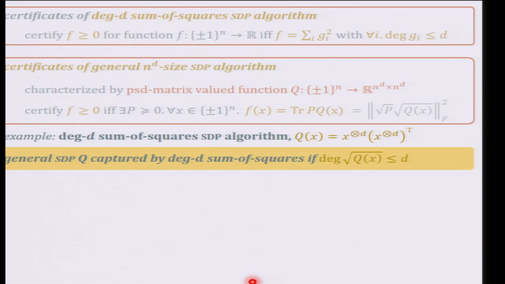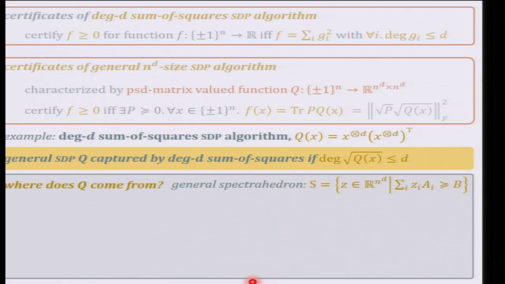Yes, degree is the maximum degree of the entries. Yes, the maximum entry-wise degree. Right. And the degree of the function is just the usual degree of a function on the hypercube. Exactly. So all functions here are functions on the hypercube, and so we measure degree as we're used to.